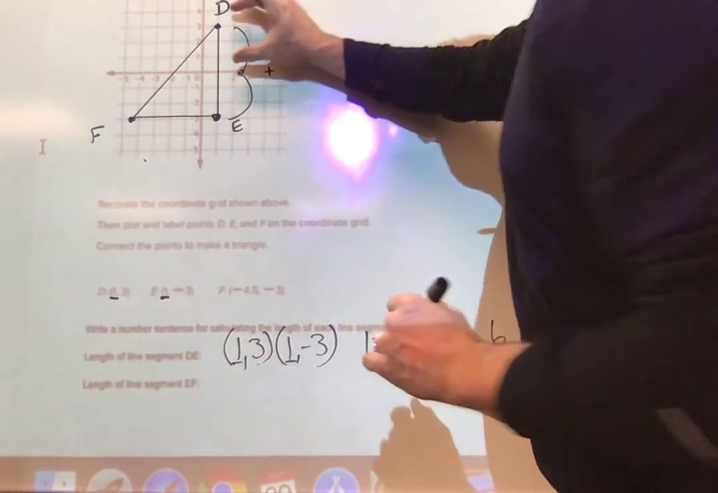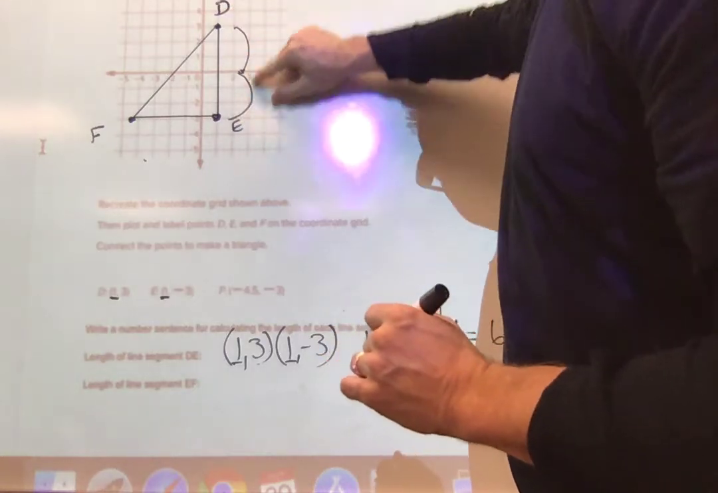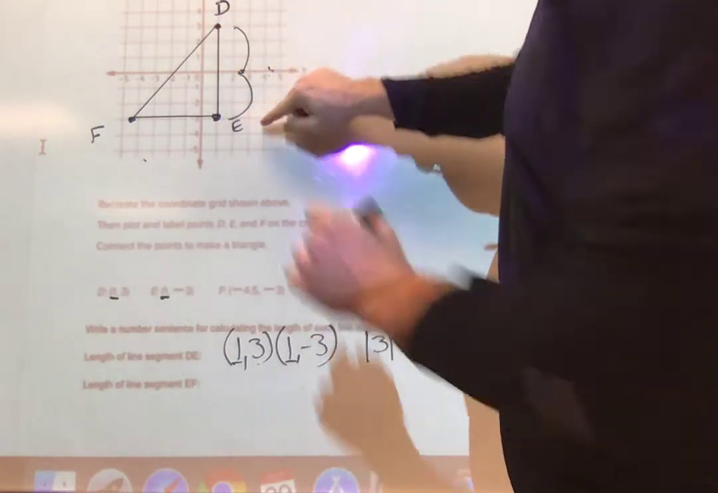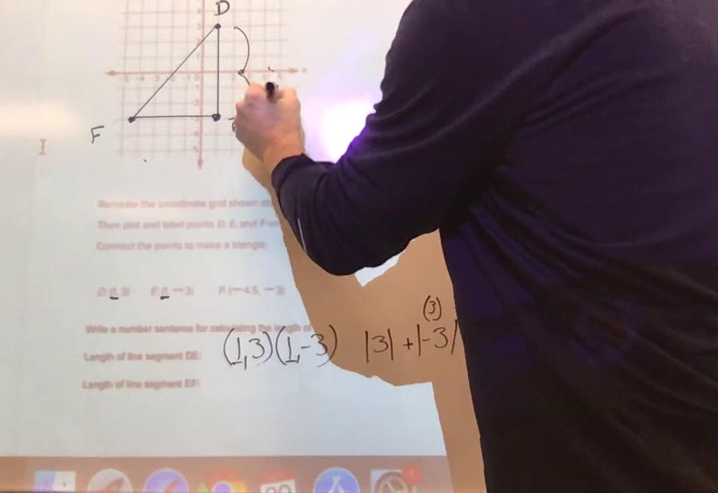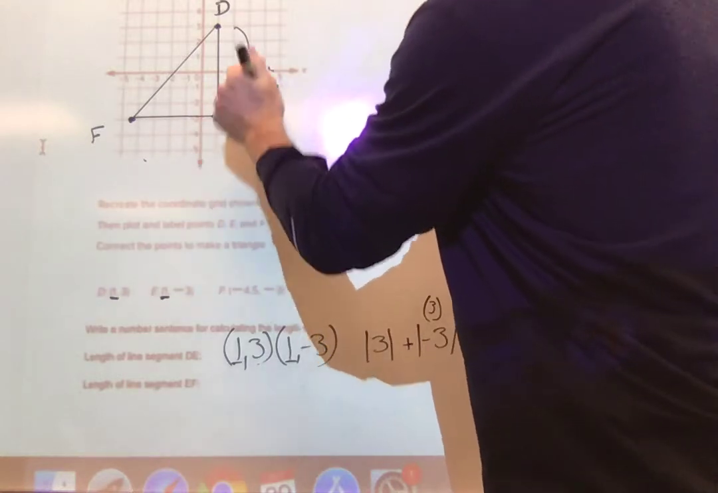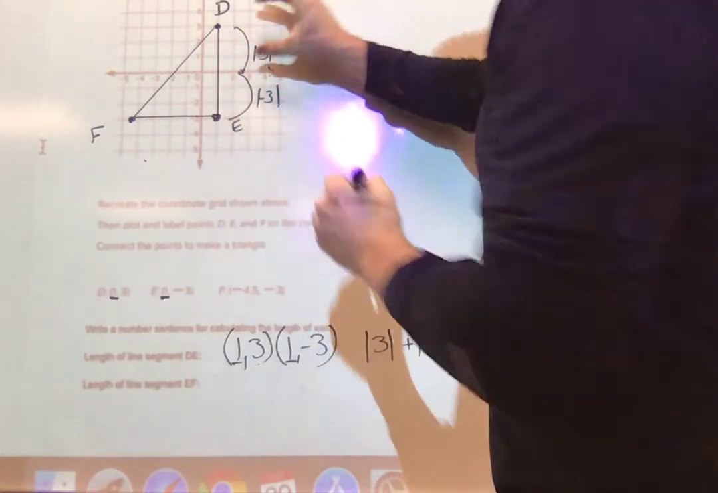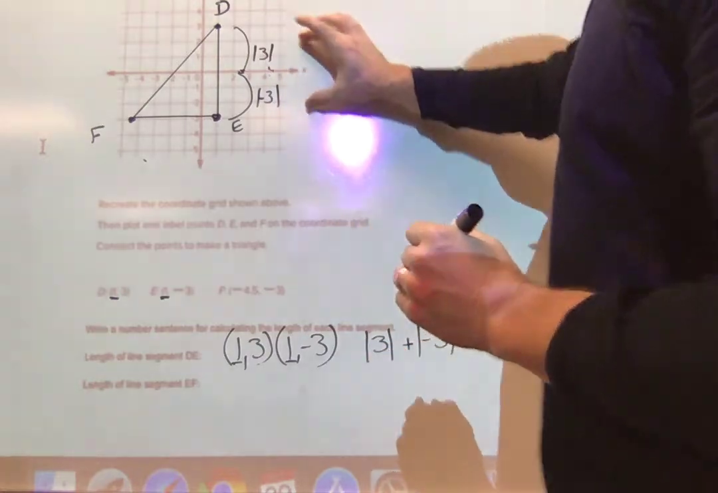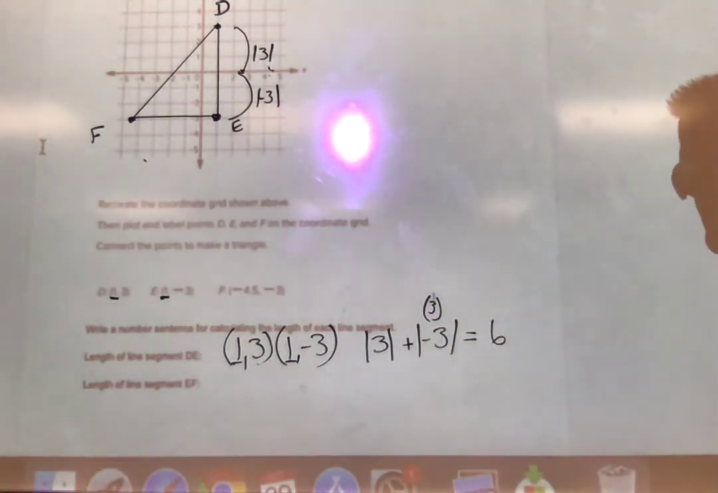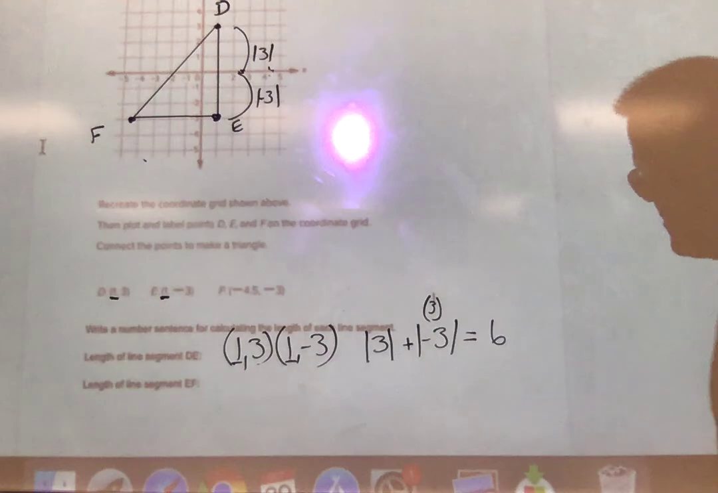And again, I can see it. 3 plus 3, there's that absolute value to this 0 line. That's 3. Absolute value of negative 3, actually, because I'm on the negative side. And from here to here is the absolute value of 3. So if I add that, I get that total of 6. Wouldn't even need the picture once I understand that.